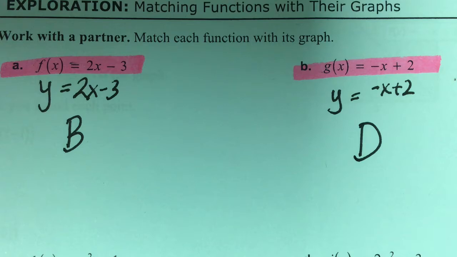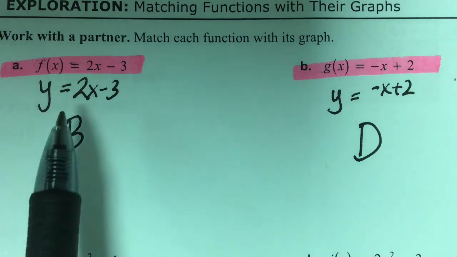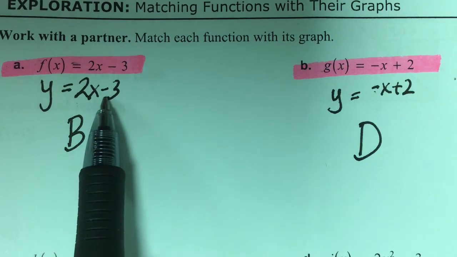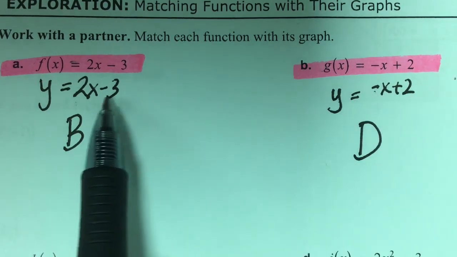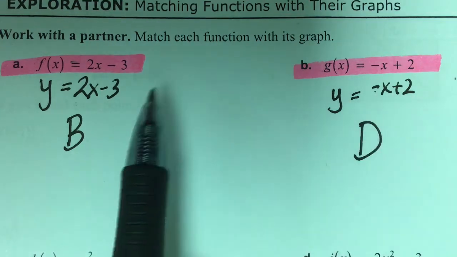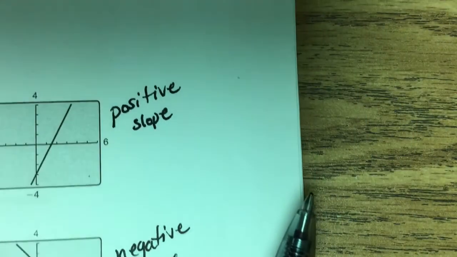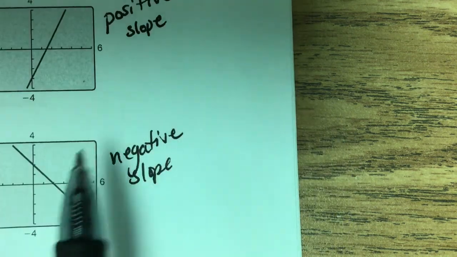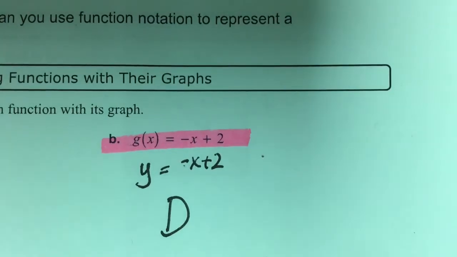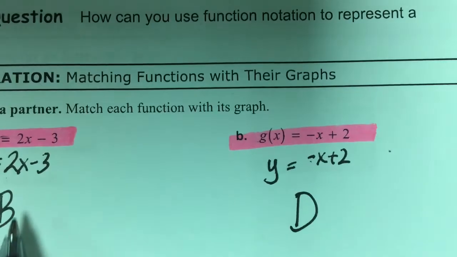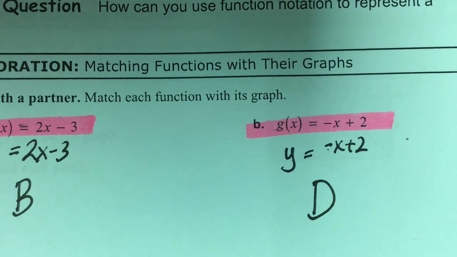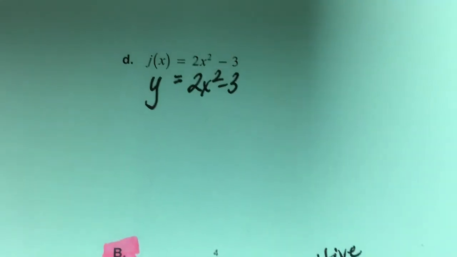Now, when I look at not only the slope, what about these numbers? What do these numbers mean? Hopefully you remember it's where it crosses the y-axis. So if I look down here, 2x minus 3 crosses at negative 3, and then positive 2. And when I look at the equations, positive 2, negative 3. So I can use those numbers also sometimes with equations, which is what we did with C and D.